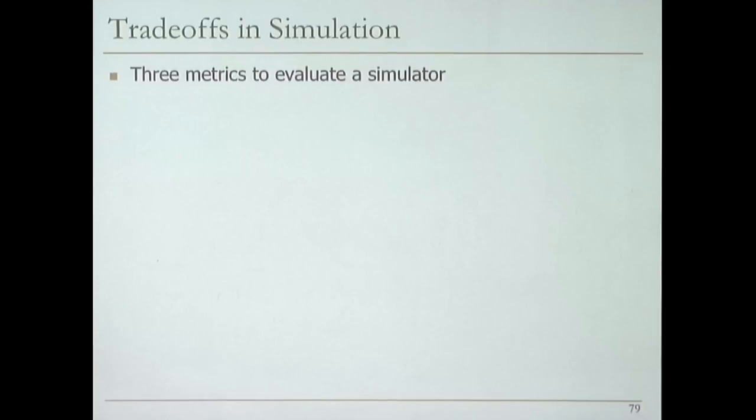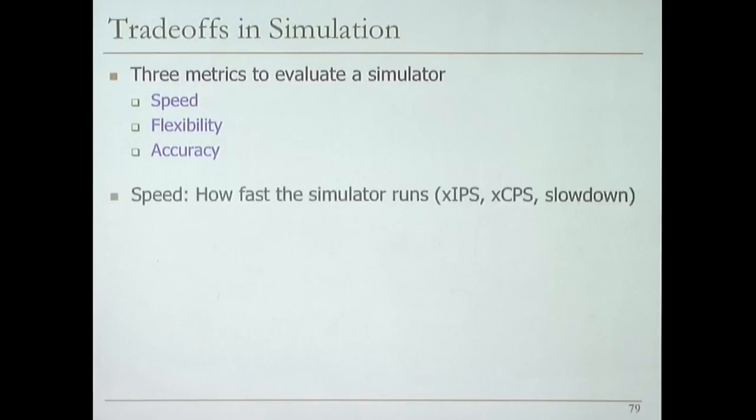And usually there are 3 metrics when we evaluate a simulator. One is speed, how fast you can run a particular workload. Second is flexibility, how easily you can modify it. And the accuracy, what is the fidelity of it compared to the real system. The real system may not exist. The system that is supposed to be real at some point, you want to be accurate to that system, right?